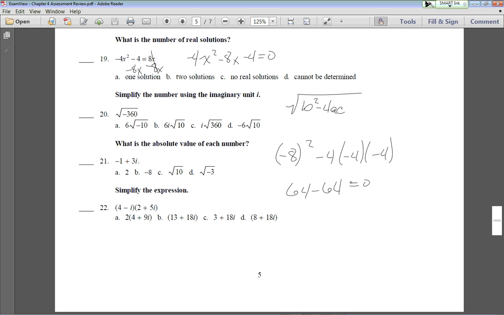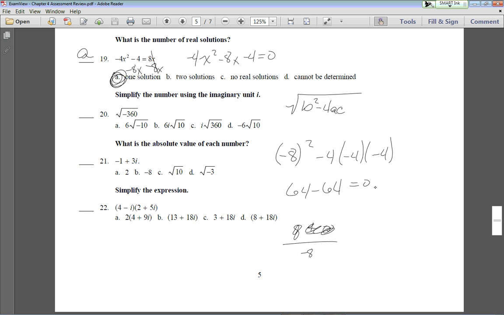So this equals 0. When this equals 0, basically, if we look at the quadratic formula, we're going to have 8 plus or minus 0 divided by 2a, which is negative 8. Well, this is just simply going to give us one solution. So we have one real solution.